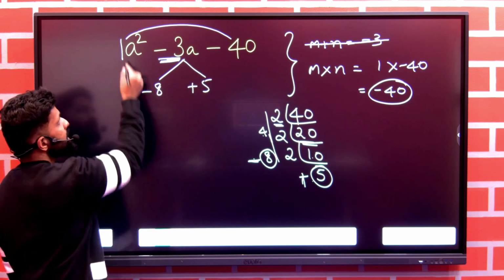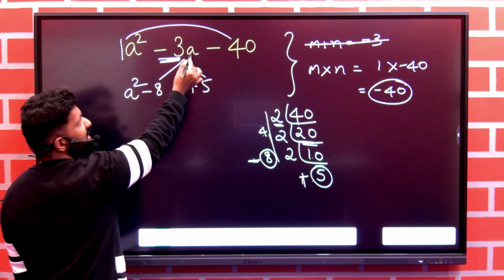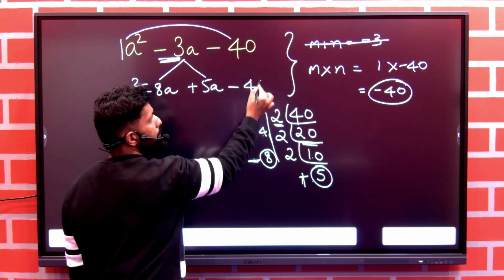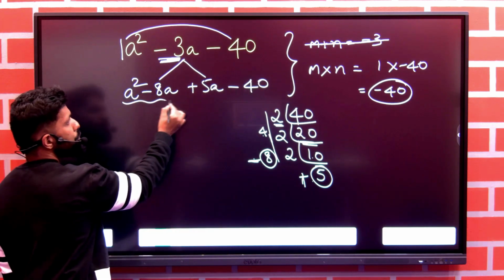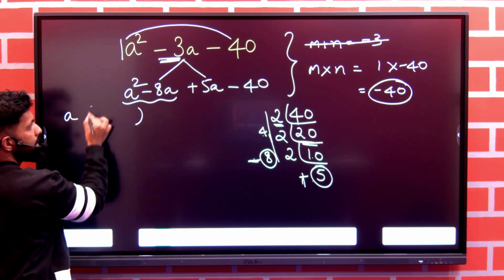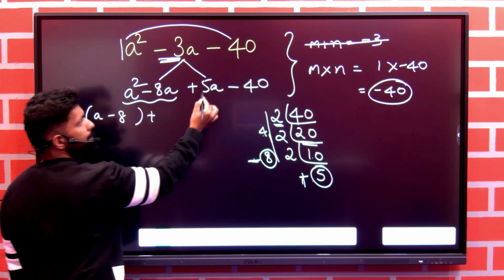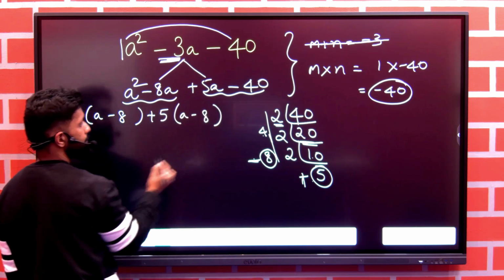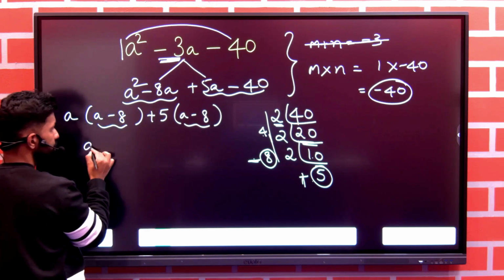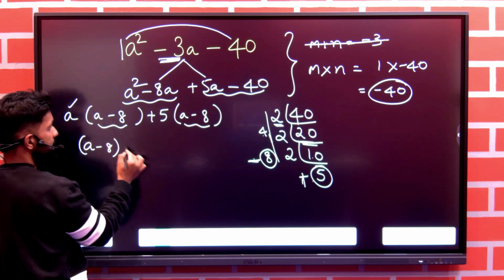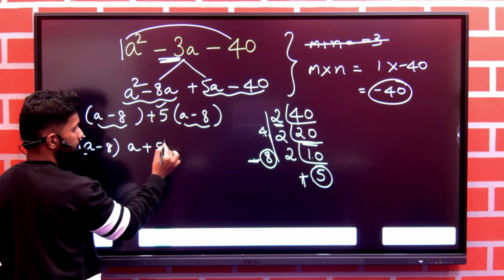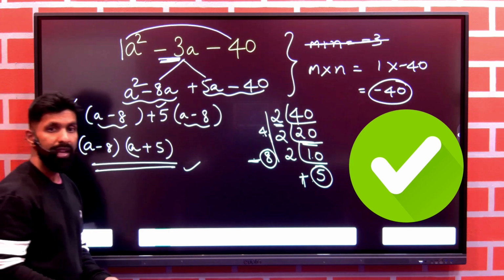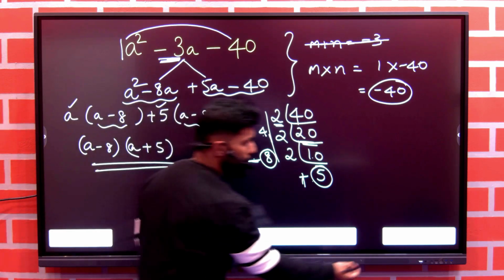So how do I proceed? I copy the a square as it is. Minus 3a is now being written as minus 8a plus 5a minus 40. Yes. Now from these two terms, what is common? A looks common. So a minus 8 plus, from these two terms, 5 looks common. A minus 8. Again, a minus 8 looks common. And what's remaining here? A, what's remaining here? Plus 5. And this is your final answer. Yes, I think you need more examples to understand this in detail. Let's take more examples.